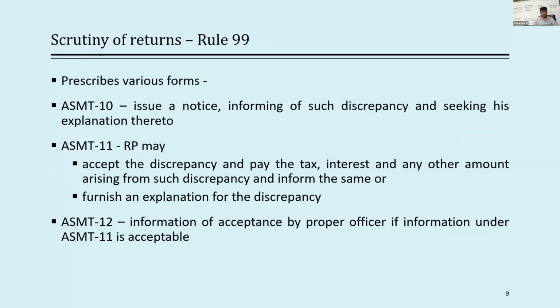So what does the rule specifically tell? If we see the rule, it merely gives us the forms in which the notice is to be issued, in which the reply needs to be filed, and what will be the conclusion of the issue. That is, if the ASMT 12 is issued by the officer, the issue is resolved or closed. If it is not issued, then he will go to the next options, that is search, seizure, or investigation, or a notice under 73 or 74.